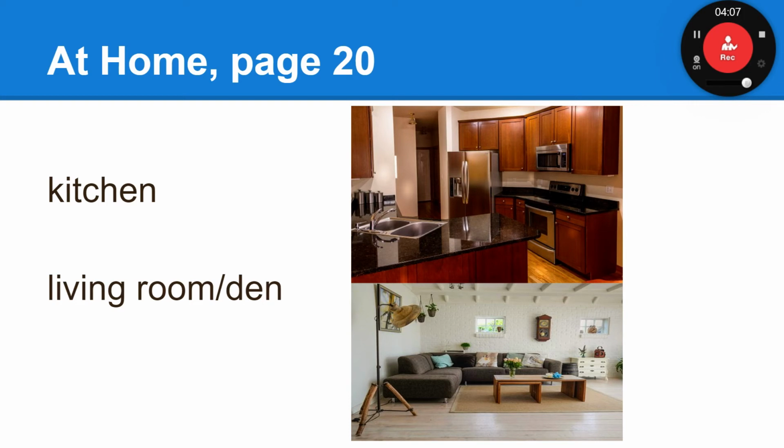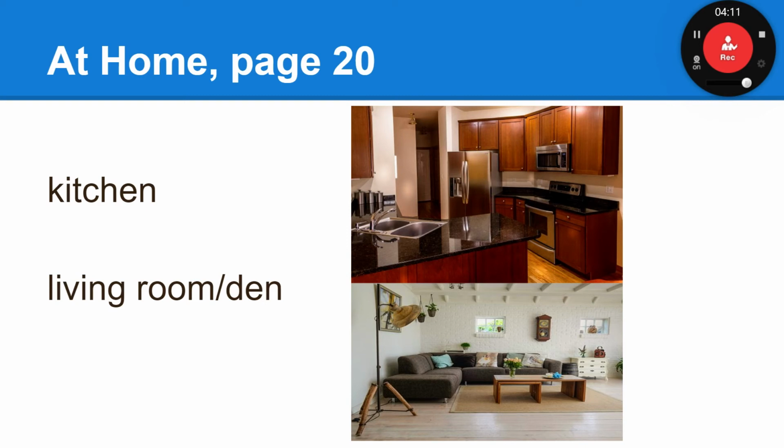Living room. Den. Living room or den is where you go to sit down, relax, watch TV, play video games. This is the relaxing part of your house. Bedroom. A bedroom has a bed and it's where you sleep at night.